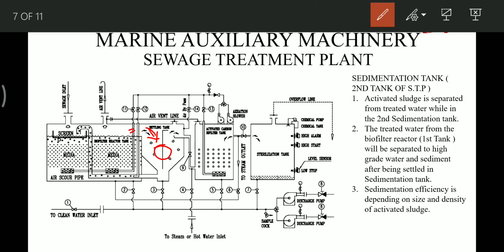The sedimentation efficiency depends upon the size and the density of the activated sludge. The sludge which gets settled in the bottom is again transferred to the first tank, which is the biofilter reactor tank, with the help of the air which is supplied over here, as you can see. So this basically takes the sludge and discharges it on the screen which is provided on the first tank.